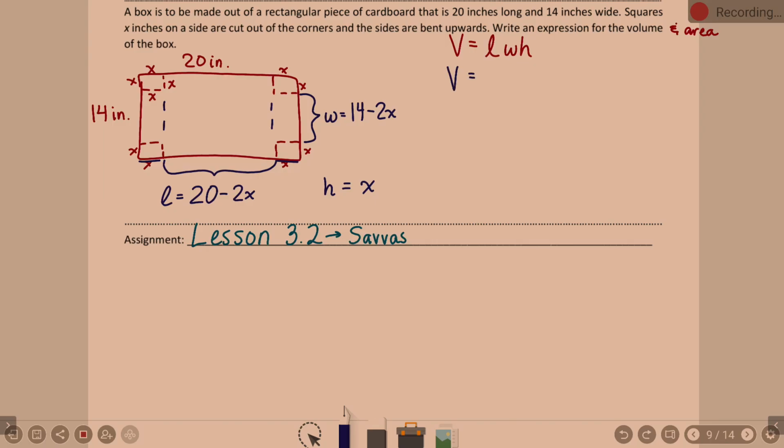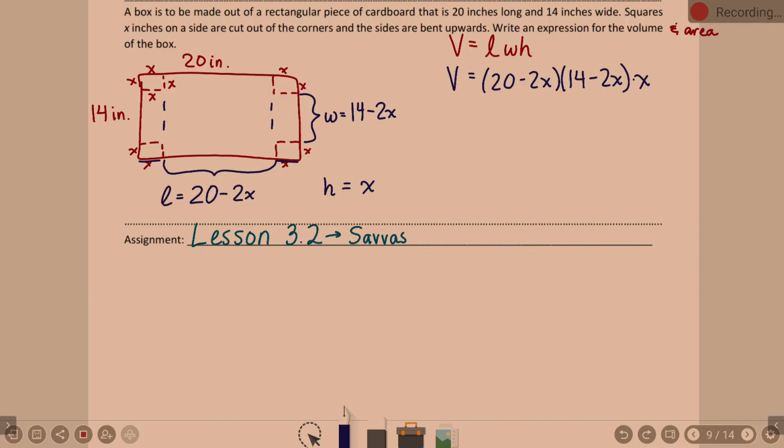Volume is length. What do we say the length is going to be now? 20 minus 2x times height, or excuse me, width. What do we say the width is going to be? 14 minus 2x. And then what's the height? X. Okay. Now, in some scenarios, you get to leave your answer like that. What's our focus on today? Adding, subtracting, and multiplying. So we probably need to go ahead and multiply it together.